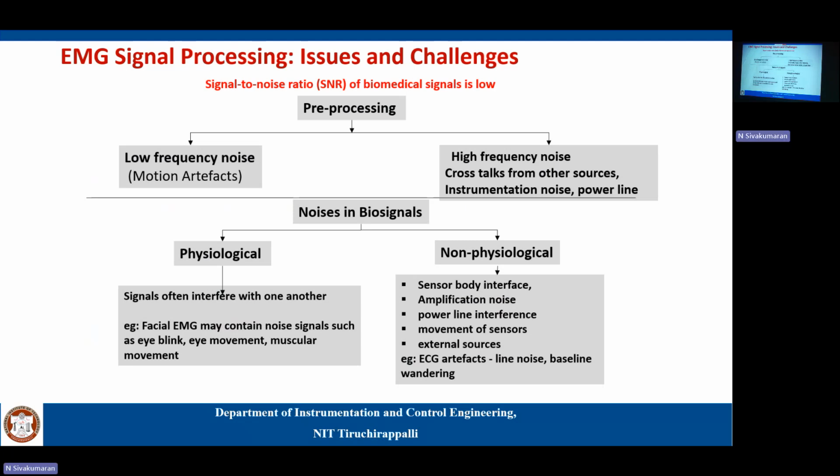On the forehead, we have muscles. This muscle is called the frontalis muscle, and this is the temporalis. Whenever we blink our eyes and move our eyes, these muscles will be active. This signal will also be recorded by the electrode that we intend to use to measure only brain activity. That is noise. That is physiological noise, which means noise purely arising from our human body.